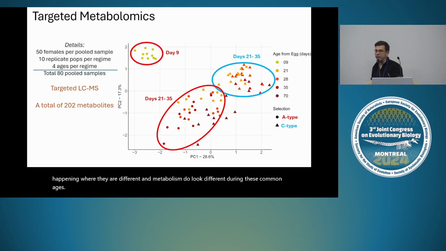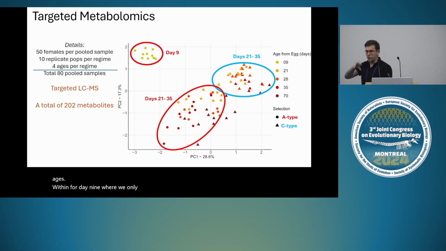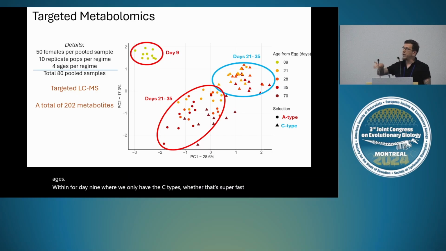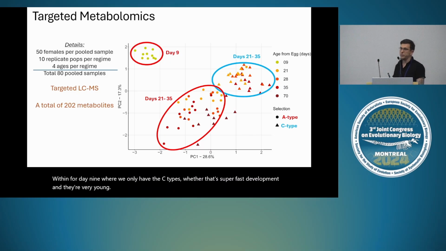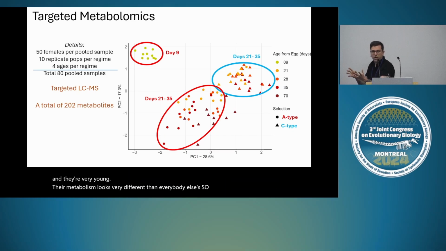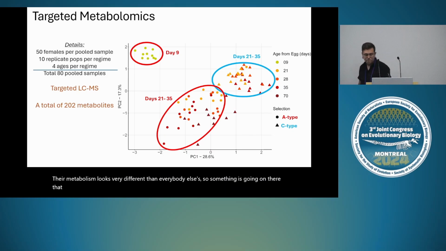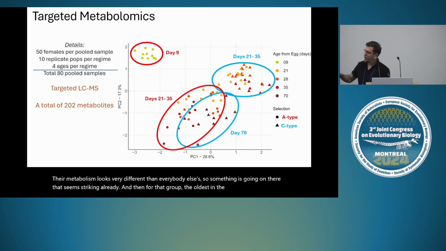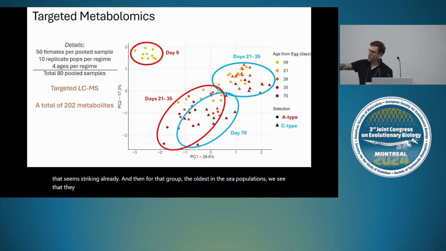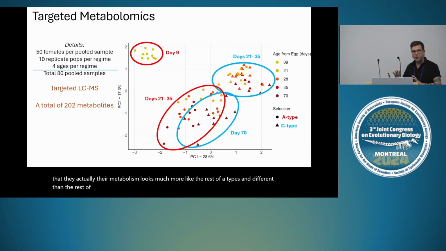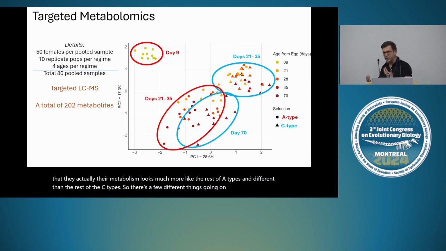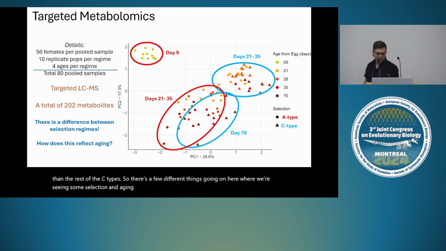But then for day 9, where we only had the C types, where they have that super fast development and they're very young, their metabolome looks very different than everybody else's. So something is going on there that seems striking already. And then for the oldest group in the C populations, we see that their metabolome looks much more like the rest of the A types and different than the rest of the C types. So there's a few different things going on here where we're seeing some selection and aging signals already. So that's good. We're starting to see what we're looking for.